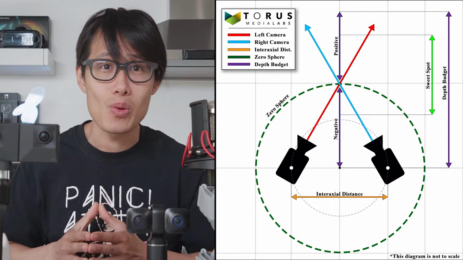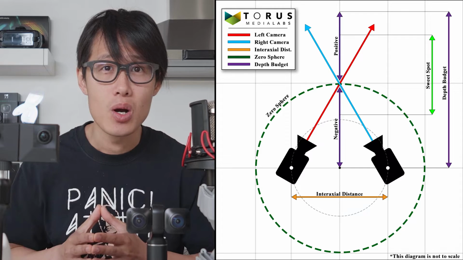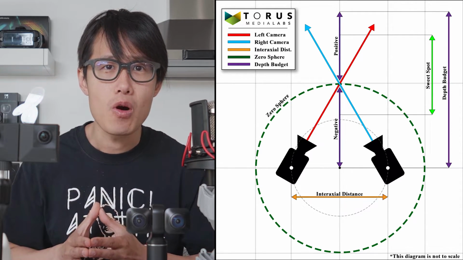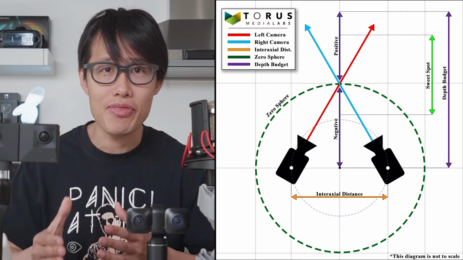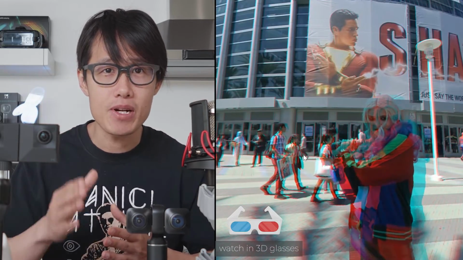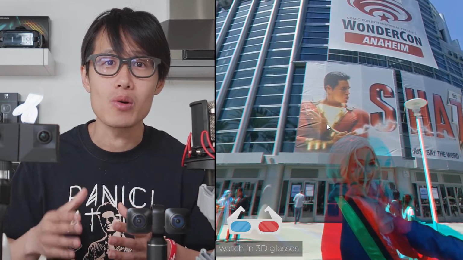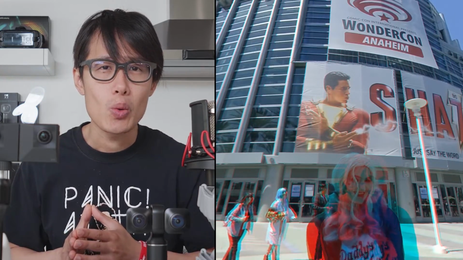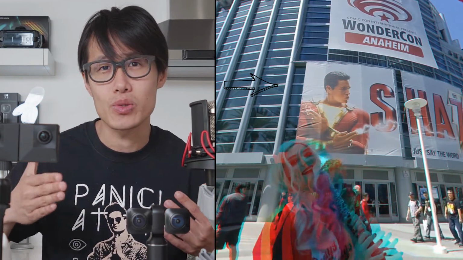In most VR360 and VR180 cameras, we don't really use the positive depth budget, so all we have is a negative depth budget. The depth budget varies depending on your zero sphere and your IPD distance, which will be different depending on your VR180 camera. So the goal of this tutorial is to shift the zero sphere to make sure it looks alright to you. Now the theory is out of the way.